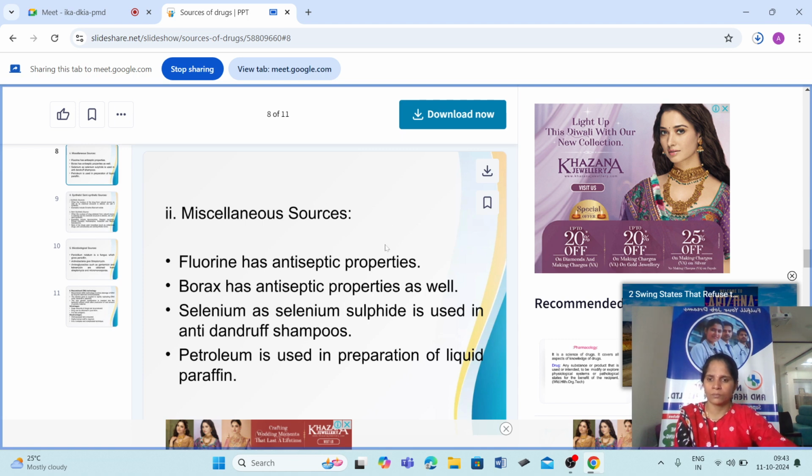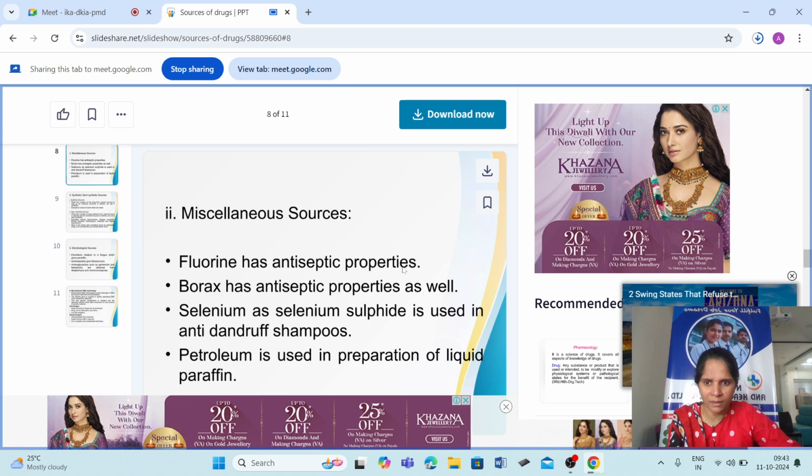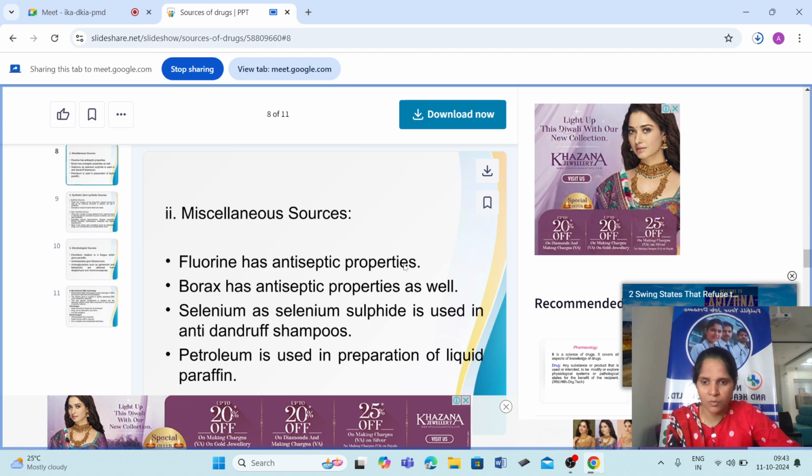Fluorine, right? Fluorine is an element that we generally use in water. Fluorine content can be seen in water. This fluorine also has antiseptic properties. From the above slides, what we have studied is that fluorine has antiseptic property, iodine has antiseptic property, right? And next we have borax. Even borax also has antiseptic properties.